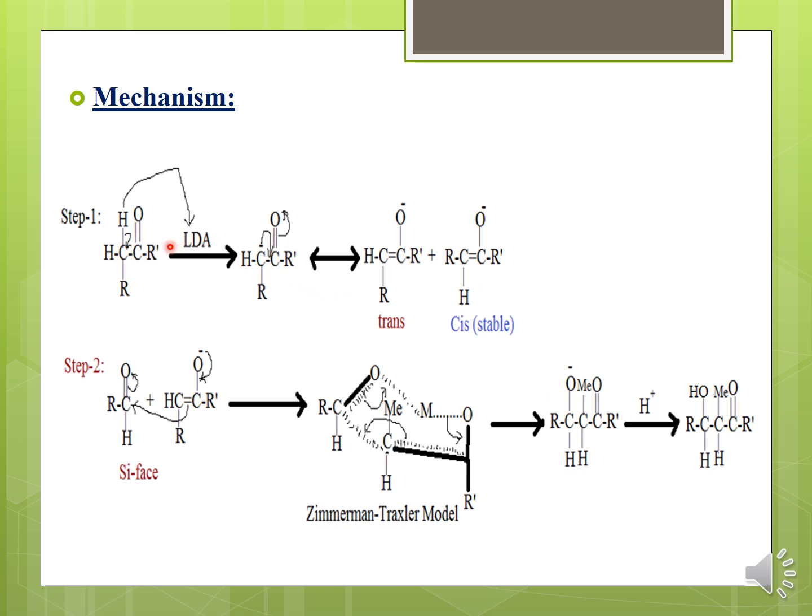So in this mechanism, there are 2 steps. In the first step, you are taking the molecule with R. If you replace this R with an H group, it is CH3COR'. In general, it is a ketone, and then you treat it with LDA.